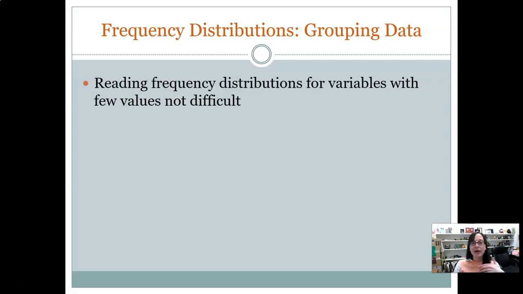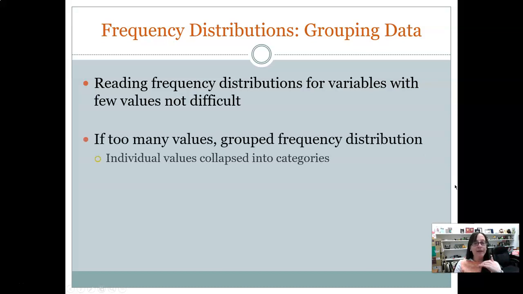Now, it's not very difficult if you have frequency distributions for variables with just a few values. So you have maybe dichotomous variables, like yes or no kind of answers, or variables looking at something like gender that might have only 3 or 4 categories depending on how you're categorizing. If you only have a few values like that, it's pretty easy to just present them all and say what proportion are saying at what value, and then you're good. However, if you have too many values, then typically you want to group the frequency distribution.